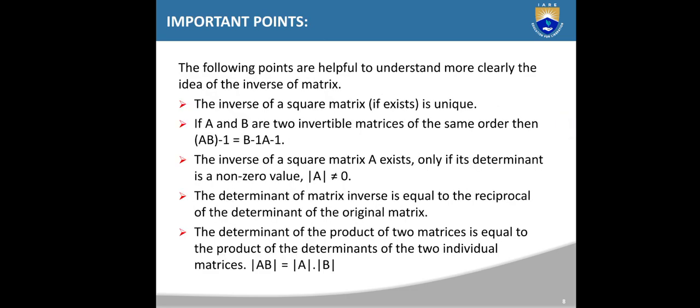The following points are helpful to understand more clearly the idea of the inverse of a matrix. The inverse of a matrix is unique. If A and B are two invertible matrices of the same order, then (AB) inverse is equal to B inverse A inverse. The inverse of matrix A exists only if the determinant is non-zero. The determinant of the matrix inverse is equal to the reciprocal of the determinant of the original matrix. The determinant of the product of two matrices is equal to the product of the determinants of the two individual matrices, that is, det(AB) is equal to det A into det B.